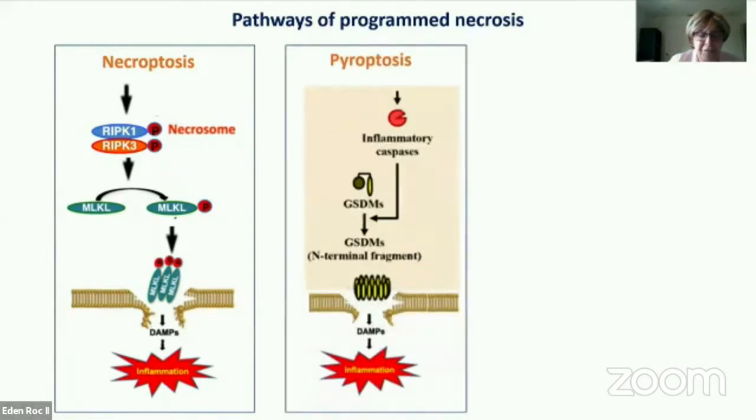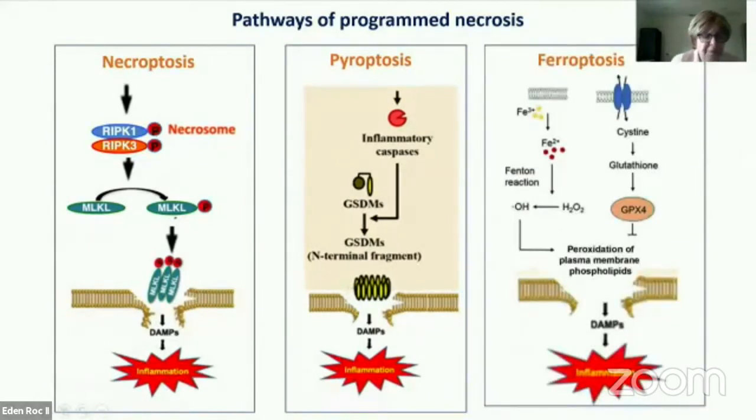Pyroptosis is a form of inflammatory cell death. It mostly occurs in macrophages, where inflammatory caspases cause proteolysis of a protein called gasdermin D. Fragments of gasdermin D form oligomers, which are embedded in the plasma membrane, forming a pore. Finally, ferroptosis is caused by peroxidation of phospholipids in the plasma membrane, also resulting in plasma membrane rupture. Thus, all three forms of programmed necrosis are lytic cell death.